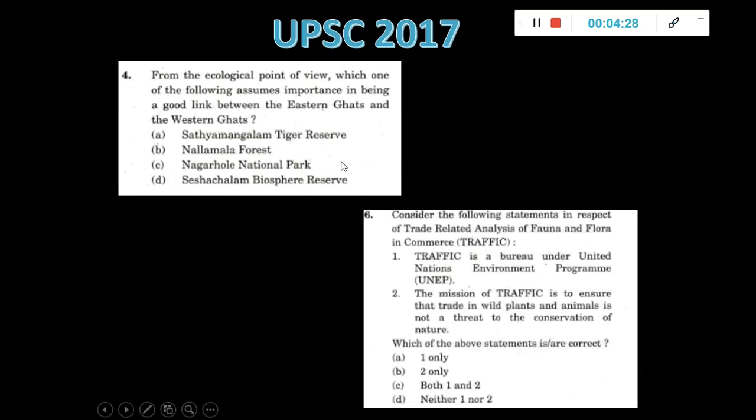And again, TRAFFIC, this was again a 2017 question. It is a bureau under UNEP, that's a wrong statement. IUCN and WWF are the 2 bodies involved behind this, and the mission is the same as CITES. You know CITES, and TRAFFIC has almost the same mission. That is why students were confused in the exam hall, but this is a true statement. The answer will be 2 only.